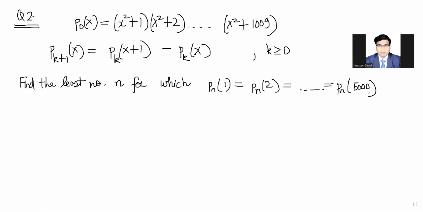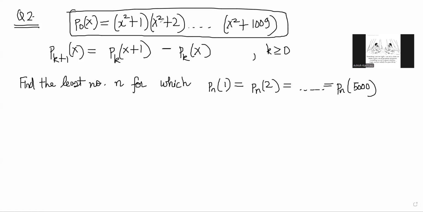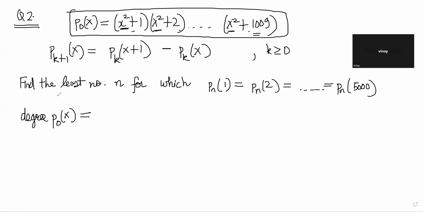So let's think about that relation a little bit. And before that, let's look at the degree of this P0 polynomial. You should see that there are 1009 brackets, right? So what is the degree of P0 of x? It's 1009. No. How will it be 1009? You will multiply x square so many times. It will be 2018, no? 2018, yeah. Multiply, then the power will become 2018, right? Maximum. Yes, yes. So the degree of P0 of x is 2018.